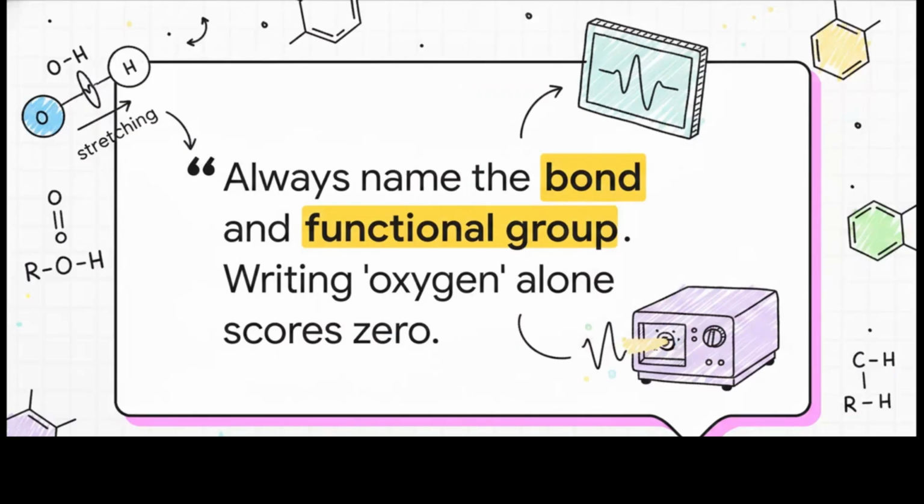But here's a crucial point about writing this down in your exam. Examiners are notoriously strict about this. Never ever just name the atom. Writing oxygen will score you a big fat 0. You always have to name the bond, like OH bond stretching, and the functional group, like in an alcohol, to actually secure those marks. In chemistry exams, specificity is your best friend.